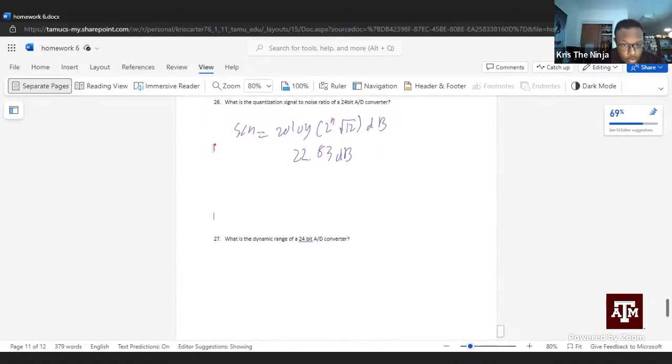The dynamic range is 20 log 2 to the n. So just 20 log 2 to the 24. That gives us 144.498. I need to rewrite that because I was way too sloppy. 144.494 decibels. You could also do it with 6.02 times n. So 6.02 times 24 gives us about the same answer.